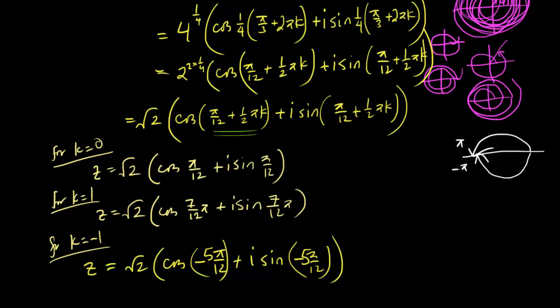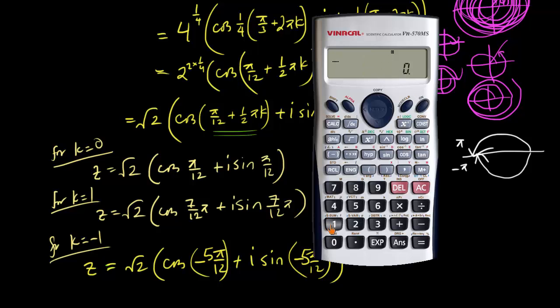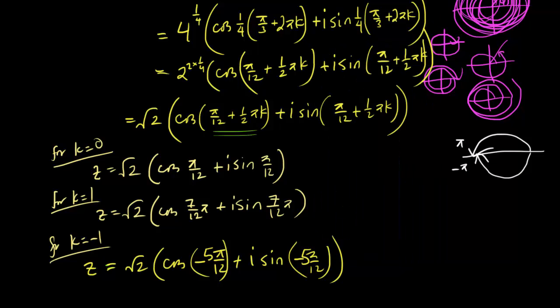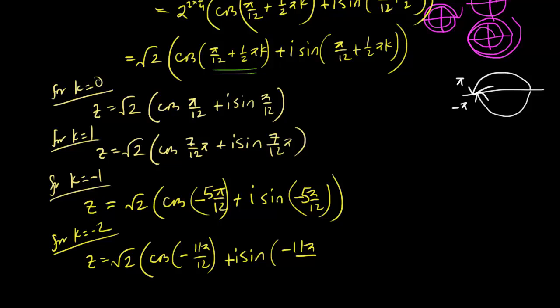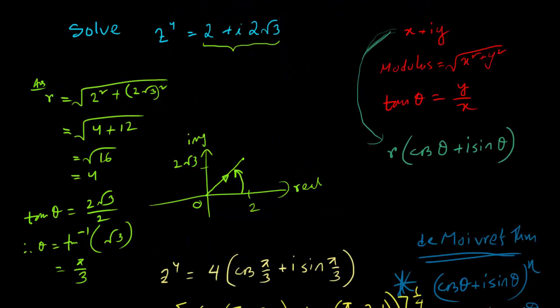Now k equals 2 didn't work, but k equals minus 2 might work. So let's check. If we put k equals minus 2, it turns out to be pi by 12 minus pi. So let's check what that turns out to be. So 1 by 12 minus 1, and that is minus 11 by 12, which is also less than 1. So for k equals minus 2, z equals square root of 2 cos minus 11 pi by 12 plus i sine minus 11 pi by 12. And these are the 4 roots of the equation z to the power 4 equals 2 plus i 2 square root of 3.